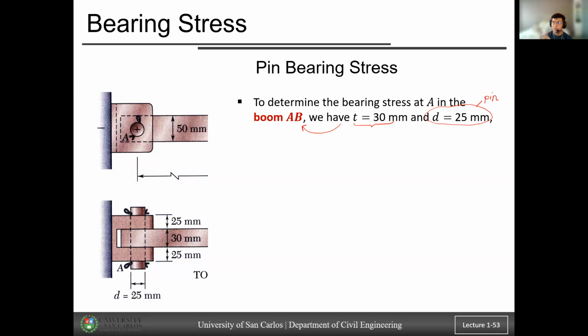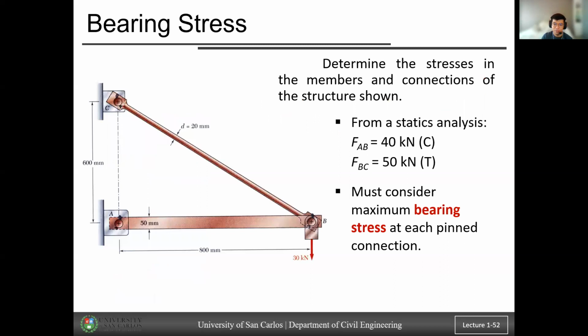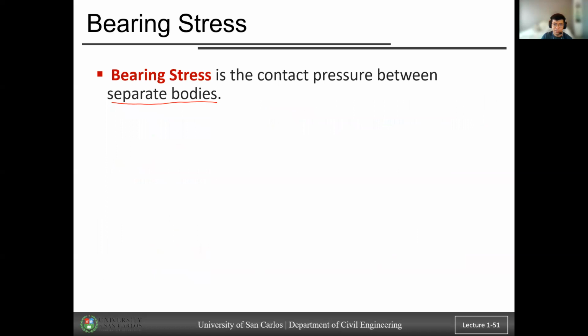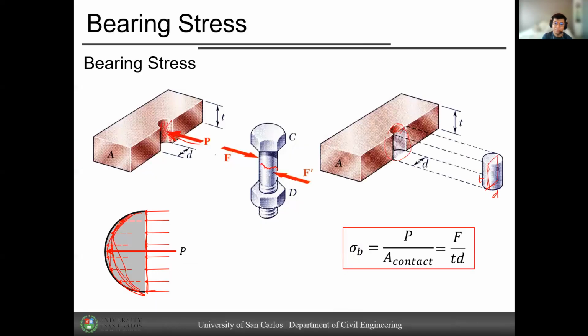But of course, since the bolt is also pressing toward the material, the contact portion of your pin will affect the area. So let's try to go back a few slides. So the diameter is coming from the bolt, and then the thickness is coming from the material.